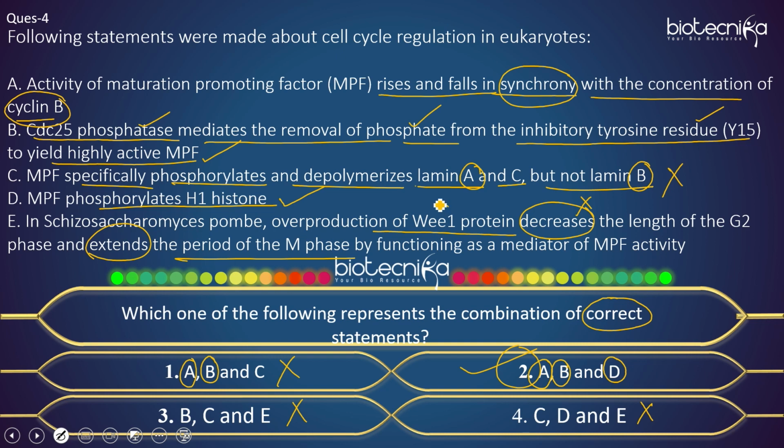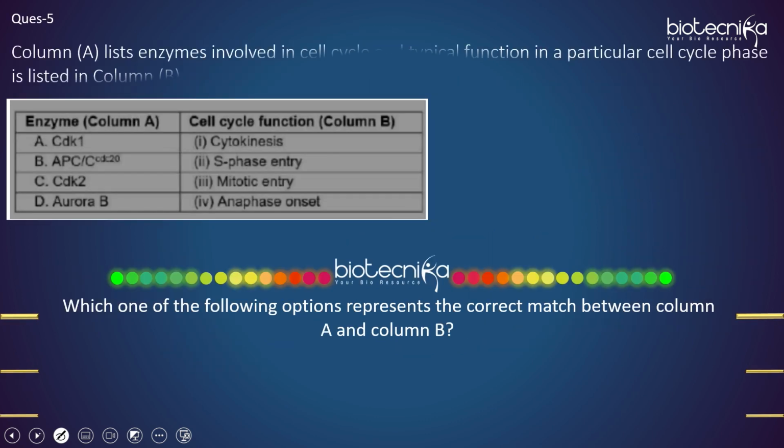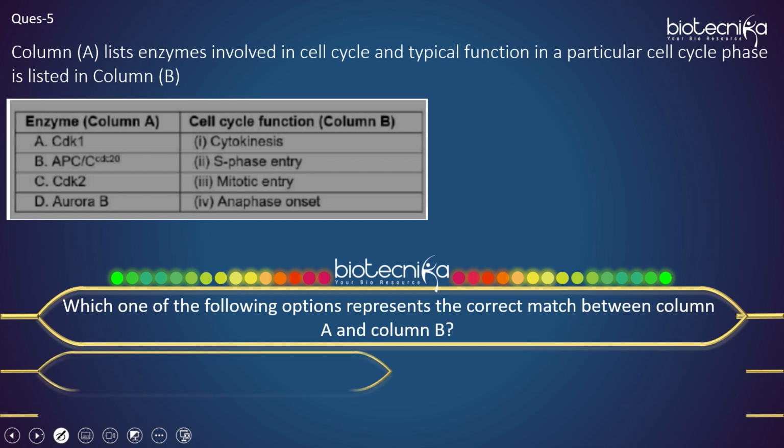So if there is an overproduction of V1 protein, the cell cycle will not proceed, and the length of the G2 phase of the cell cycle will be more and it will decrease the period of the M phase. So this option is contradictory. So this option goes wrong. So accordingly, option 2 is the right answer. So here we have seen the diagram and also the explanation for this. So now let's come to the next question, or you can say the last question for this unit 2.